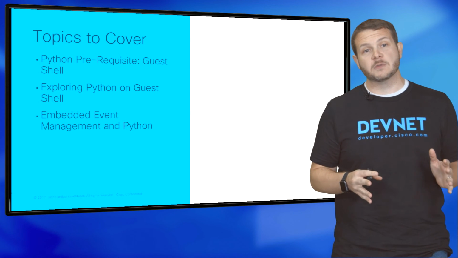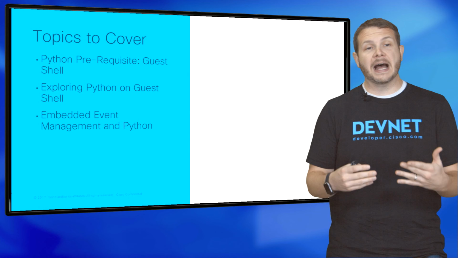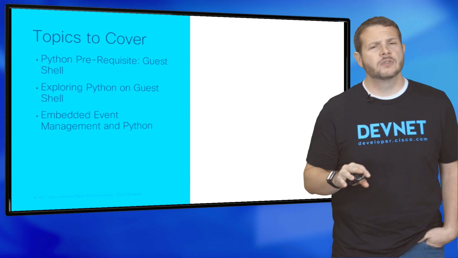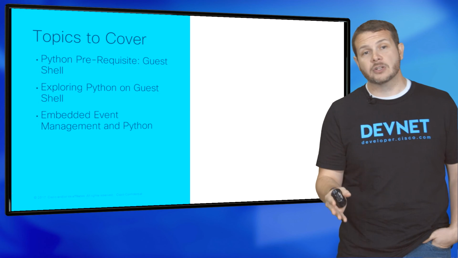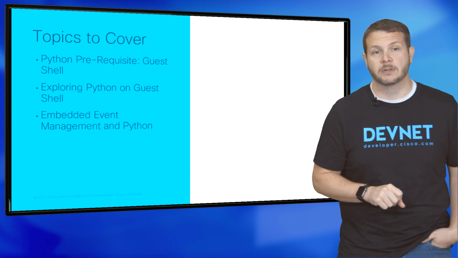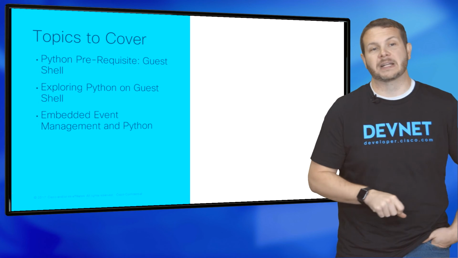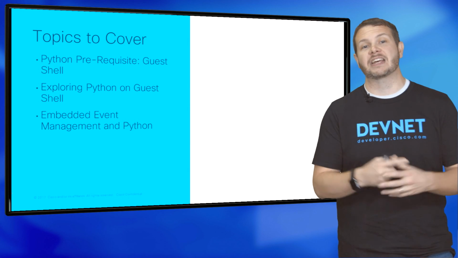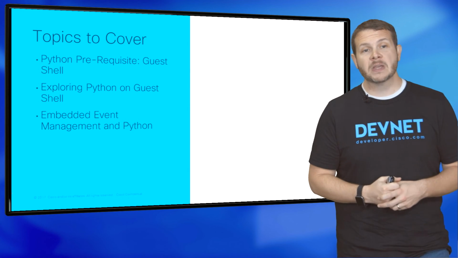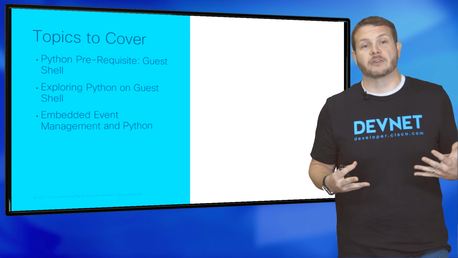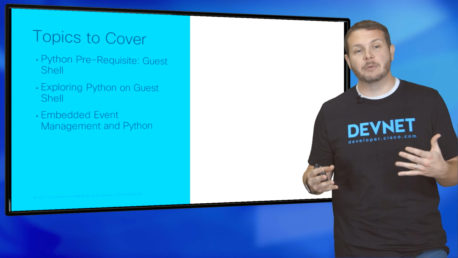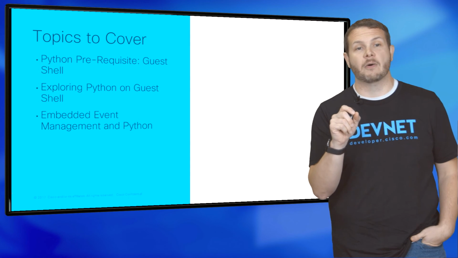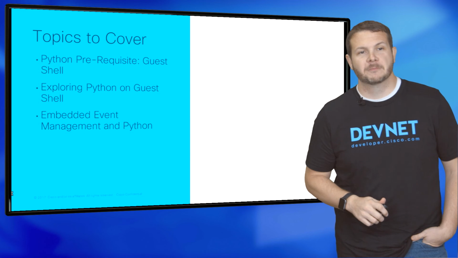Now, in the previous lesson, we actually talked about guest shell in depth, how to enable it, how to manage it, how to install applications and modules within guest shell. So if you haven't watched that lesson yet, I encourage checking that one out before continuing in this one. But we will review the basics before we get started. Then we'll talk about how we can explore the different capabilities that Python on guest shell offers us as we go through, and then we'll end with a discussion about my favorite feature of Python, which is where we can tie that with embedded event management, that programmability utility that we've had in Cisco devices for quite a while now.